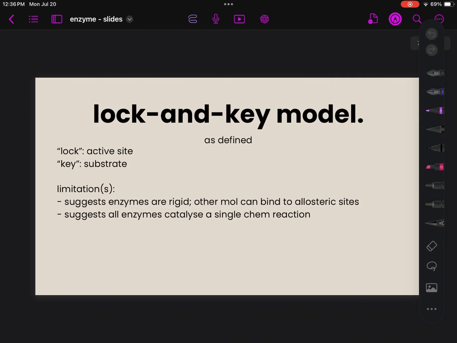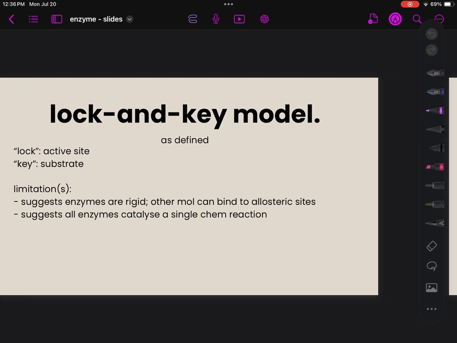And the lock and key model is as defined at the beginning. When you are referring to the lock and key, the lock is the active site of the enzyme and the key is the substrate. And some limitations of the lock and key model include that it suggests that enzymes are rigid, whereas other molecules can bind to the allosteric site. And it also suggests that all enzymes catalyze a single chemical reaction.